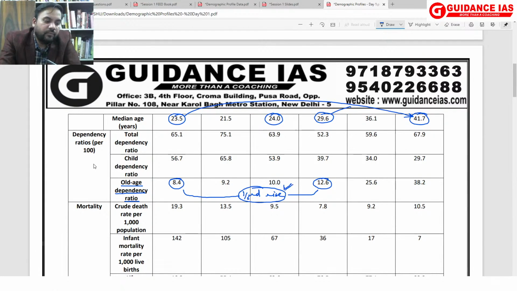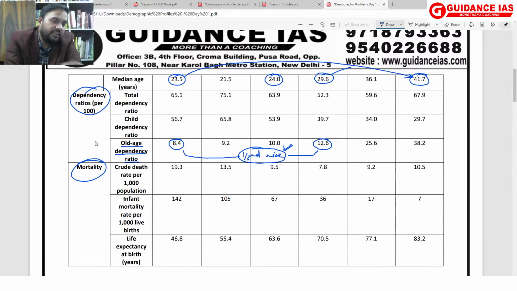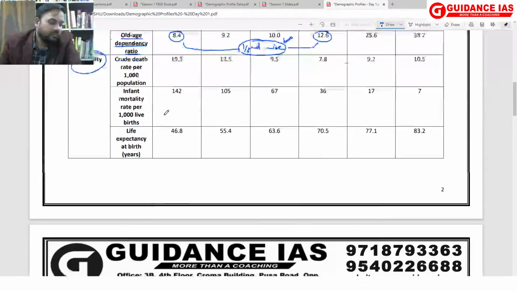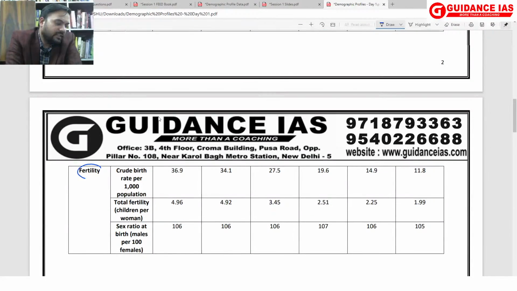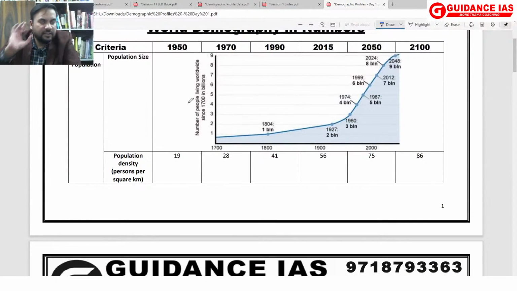This will be very clearly more easy for me to remember. So in the figures I have given, what do you have to remember? You have to remember the dependency ratios, look at the mortality scenarios, look at the fertility scenarios, and just take a base point.